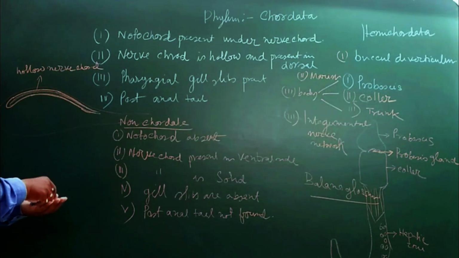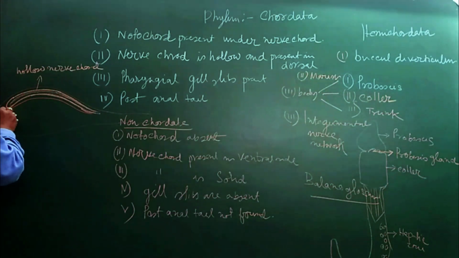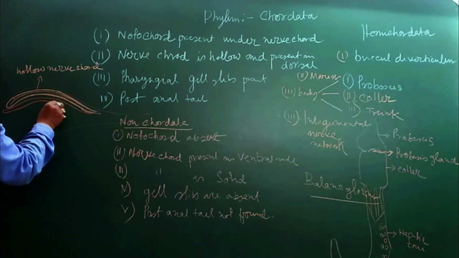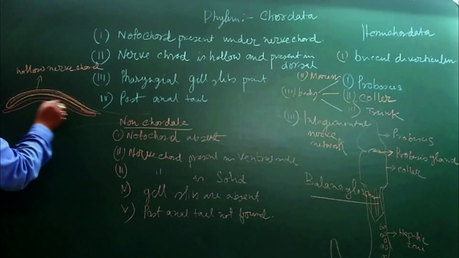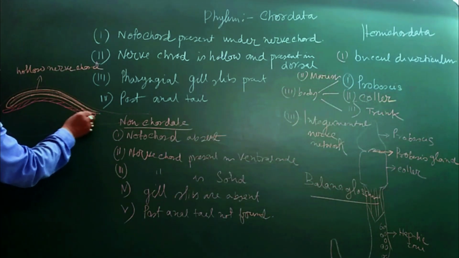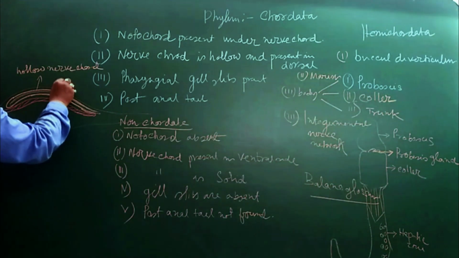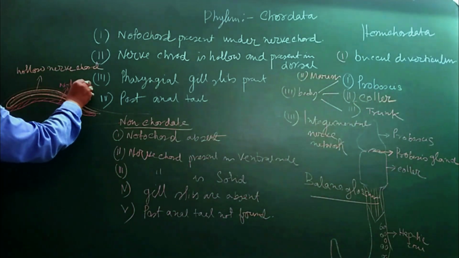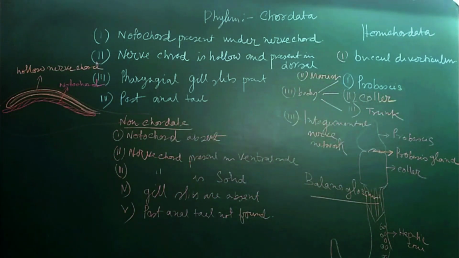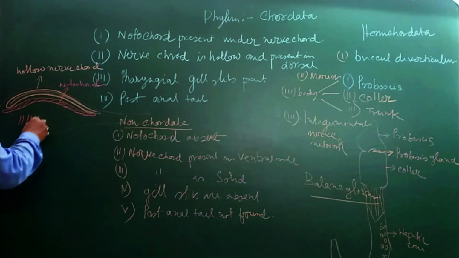Under this nerve cord, a solid notochord is present. In more advanced classes, this notochord is converted into vertebra. This is the notochord. The notochord is converted into vertebra in the class of vertebrata, and they possess pharyngeal gill slits.